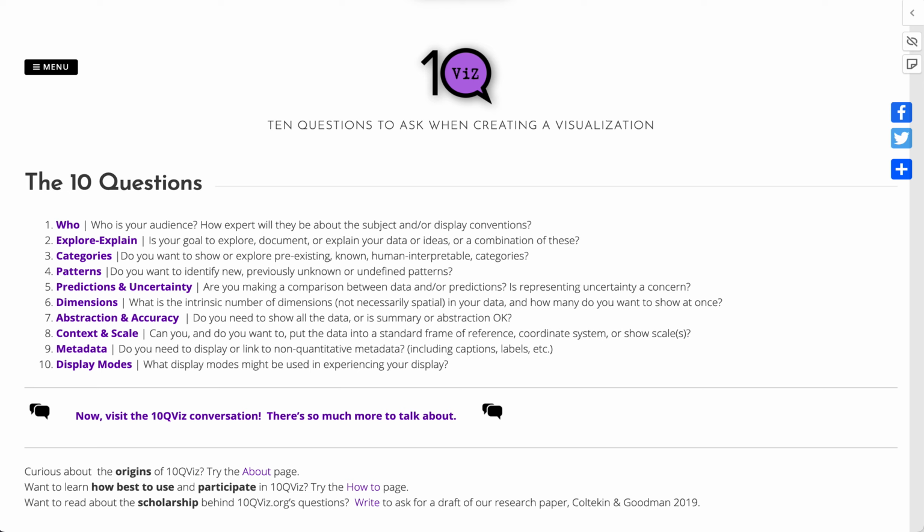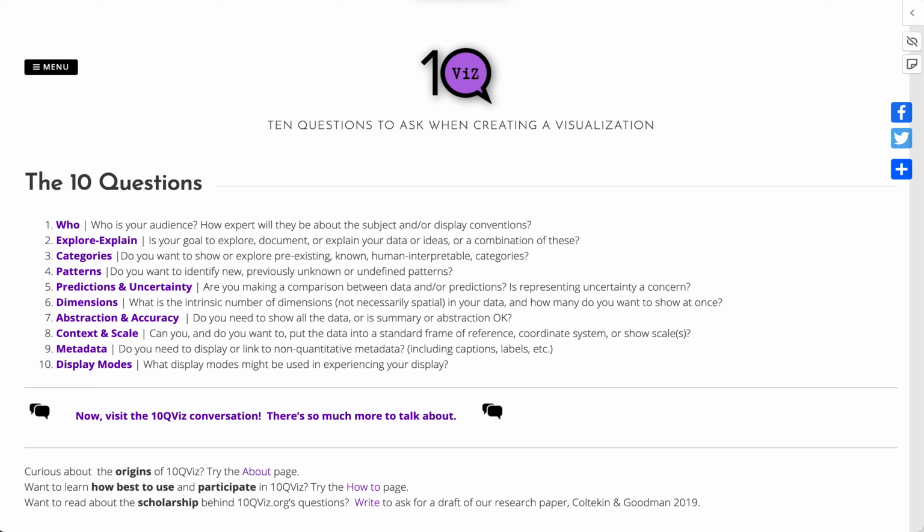I created this along with my visualization friend and colleague Arzu Çöltekin a few years ago to try to address the question we get asked all the time. How do I make better data visualizations? Where are some guidelines I can use? Where is a prescription I can follow? Where is a recipe? Okay, well, there are no recipes.